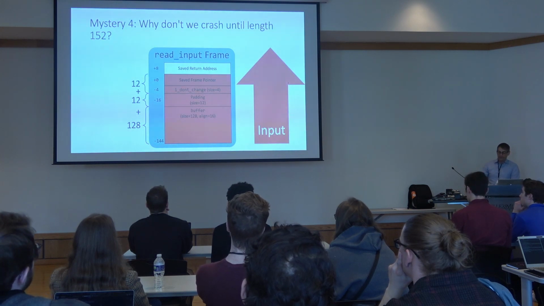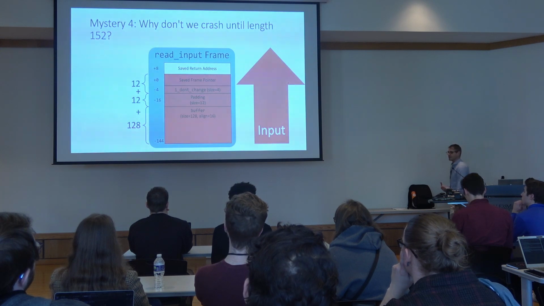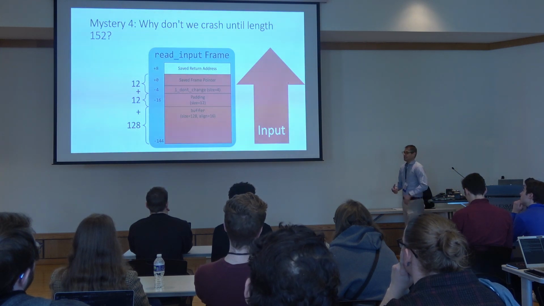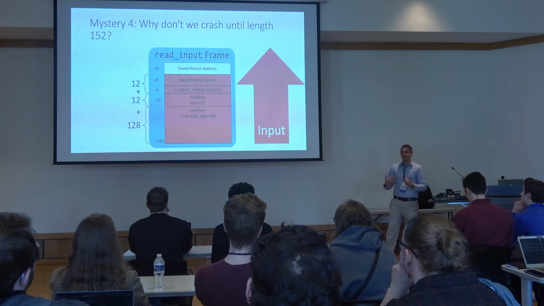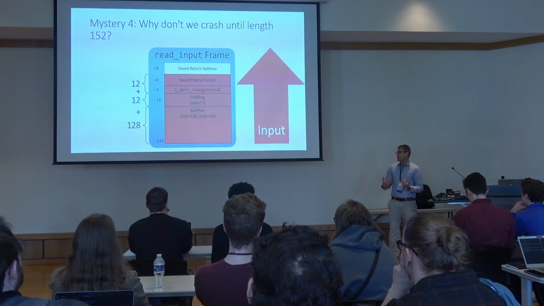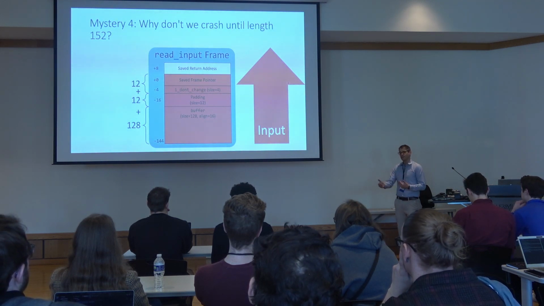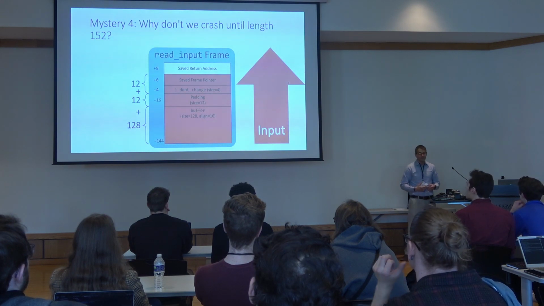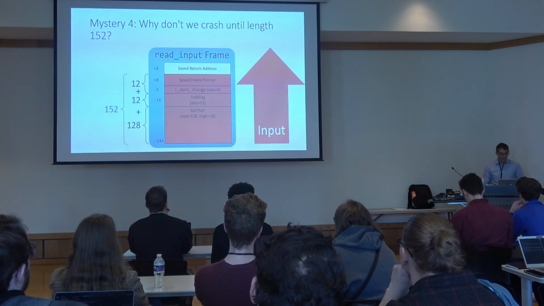Now, after that 12 bytes, we end up starting to overwrite the saved return address, right? So, what do you think is happening when we return from that read input function? It's going to use whatever address is stored in that box. So as soon as we start to overflow into that box and change it, bad things start to happen. And so that's why we start to crash.